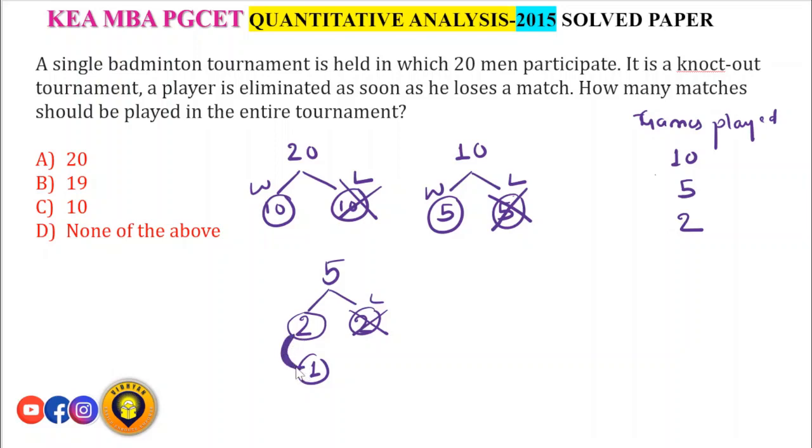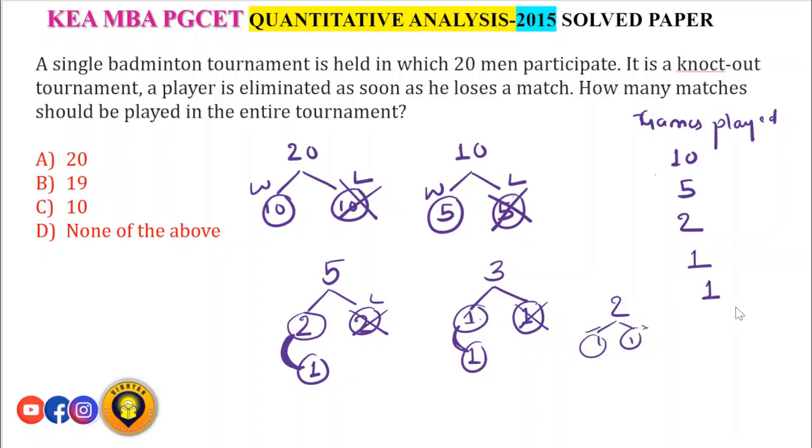So total how many are there now? Total 3 men are left. And again in these 3 men, how many games will be played? 1 and 1. 2 persons will play, 1 person will be kept on standby now. So 1 person will be on hold, 2 persons will play against each other. In these 2 persons, 1 person will be eliminated and 1 person will move forward. So how many games are played here? 1 game is played. Now how many persons are left? 2 persons left. So these 2 persons will play one game and 1 will lose, 1 will win. So 1 game is played.